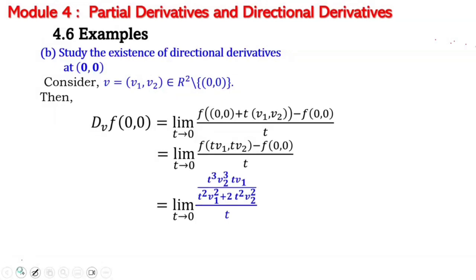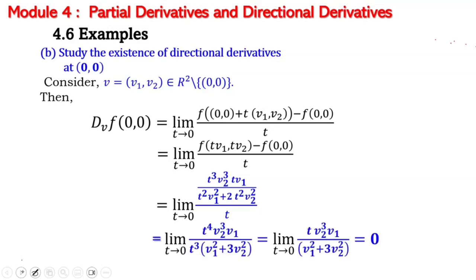from the function f we substitute here. So we'll see that here t to the power 3 and t, so it will be t to the power 4, and this is t square and there is t, so it will become t to the power 3. After simplifications, you will get this form. Then t to the power 4 over t to the power 3 is t. Since t tends to 0, it will become 0. So therefore, the directional derivative is 0 along any direction.